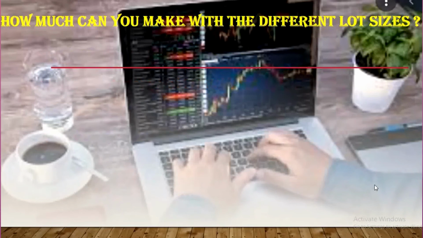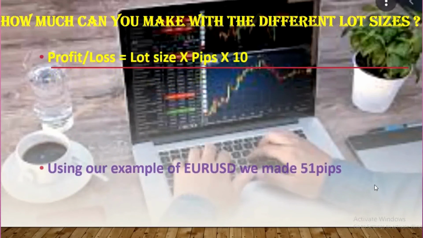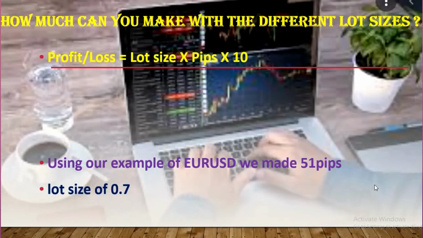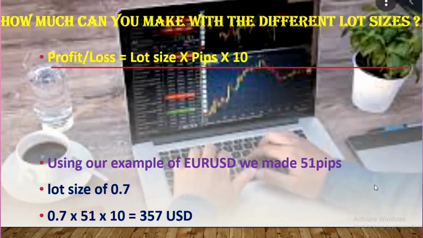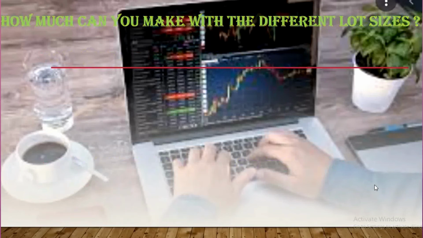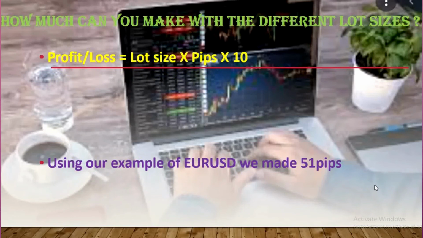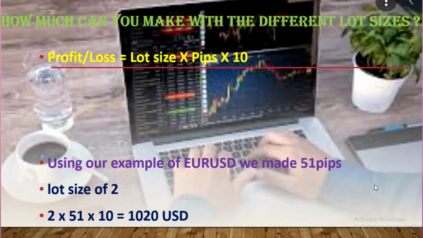What if I used a lot size of 0.7 and I make the same 51 pips? My profit or loss will be 0.7 times the number of pips, 51, times 10, and this gives me $357. So what if I used a standard lot of say 2? My profit will be 2 times 51 times 10, and this gives me $1,020. As you can see, the higher the lot size, the more money you make.